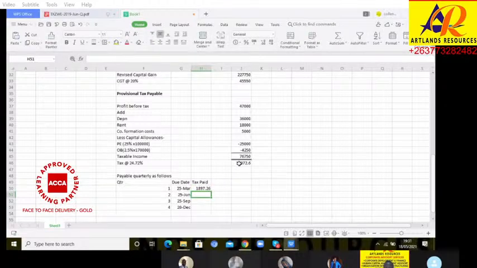That one will be equals 0.25 multiplied by the same figure here. The other one equals 0.3 multiplied by the same figure there. And then the last one equals 0.35 multiplied by the same figure there. So you get that? Done.